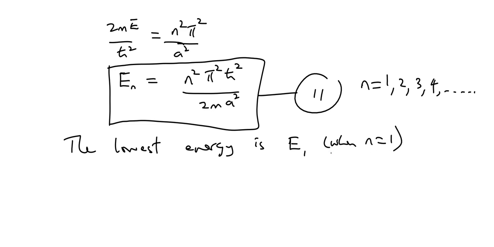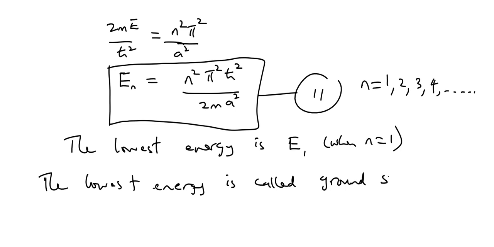This lowest energy is what we refer to as the ground state energy. The lowest energy is called the ground state energy. It is the lowest energy a system can have. So the lowest energy this system can have.